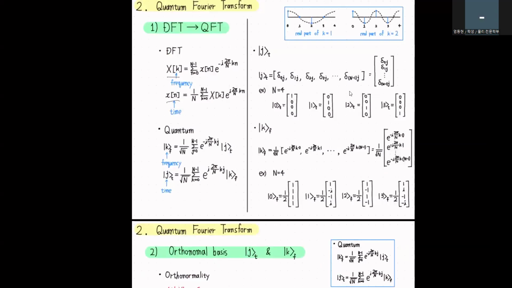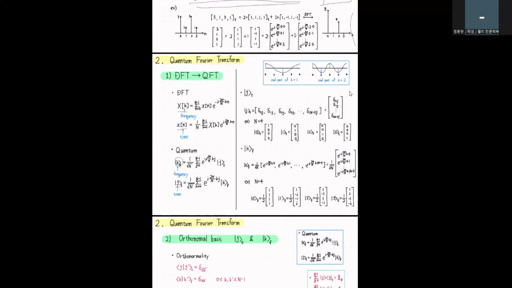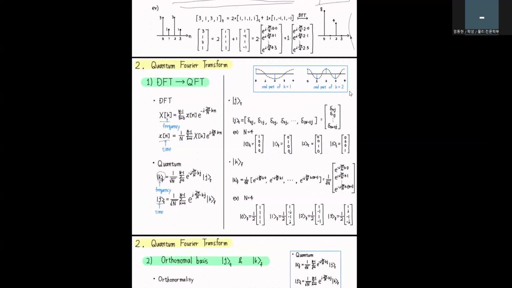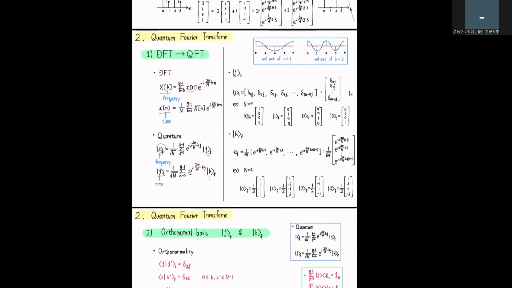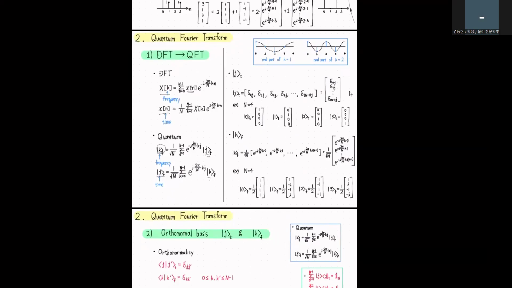So in a quantum case, instead of having these signals, we have these states, which also represent the frequency and the time domains. And as you can see, the definitions are almost identical, except we just replace these signals with states over here, so this is basically the definition of the quantum Fourier transform. So as we did above, we can also reconstruct states using the quantum Fourier transform in terms of the frequency domain or the time domain, and vice versa.